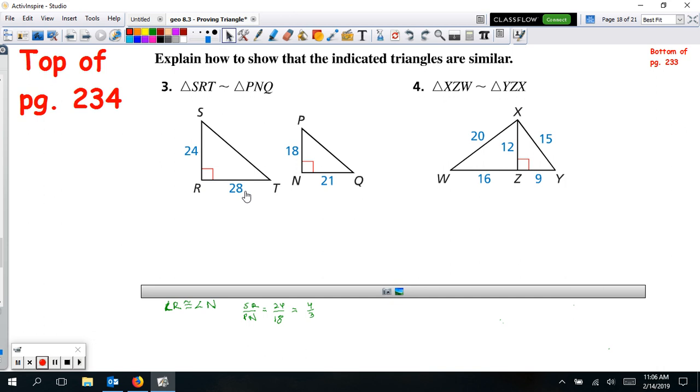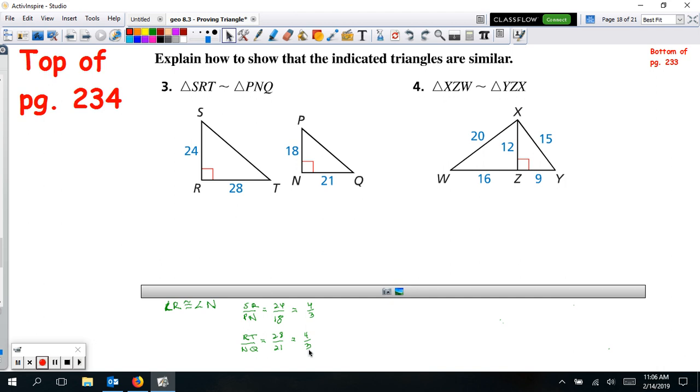And then for these other sides, we'll use those two for the other ones. So RT over NQ, it's 28 over 21. And we reduce these by 7, and so they both become 4/3 as well. So both fractions reduce down to the same fraction here, and so that means that they are proportional.